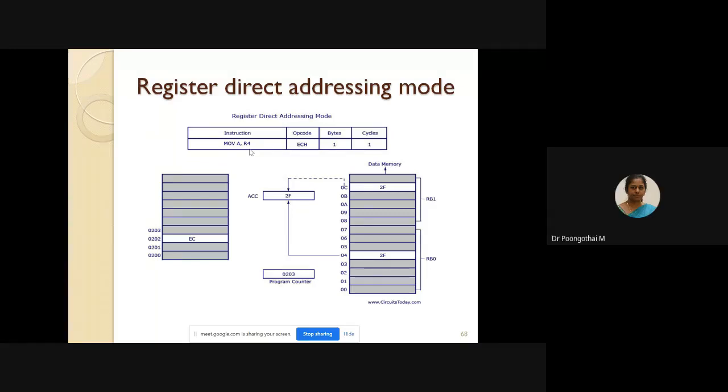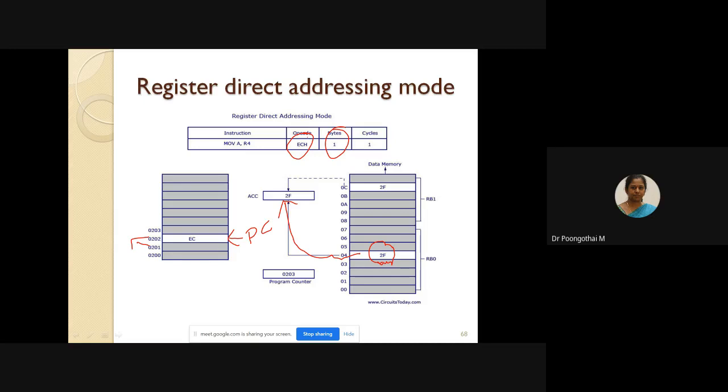So what is the size of this instruction? Single byte, 2 byte or 3 byte? It is a single byte instruction. Look here, it takes a single byte of memory location. This opcode is stored at 0202, which is your program counter. After execution, your R4 holds this value, and that value is transferred to the accumulator.